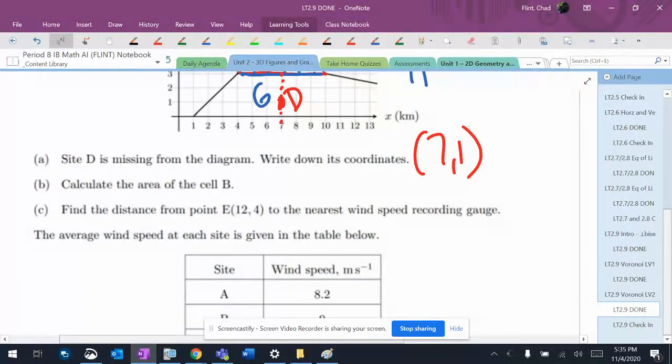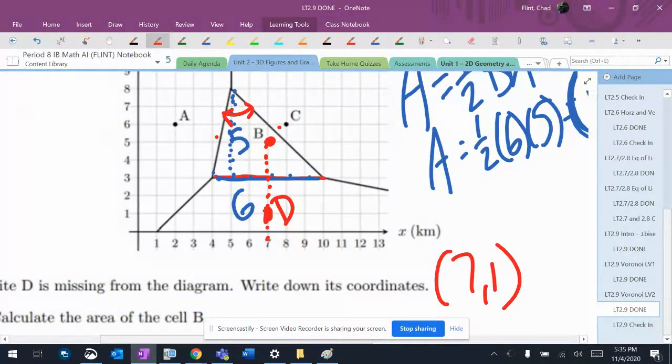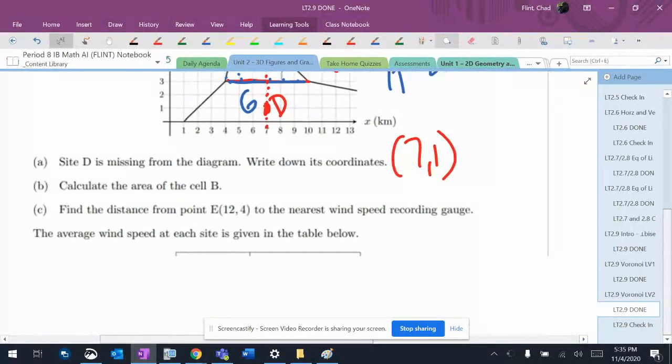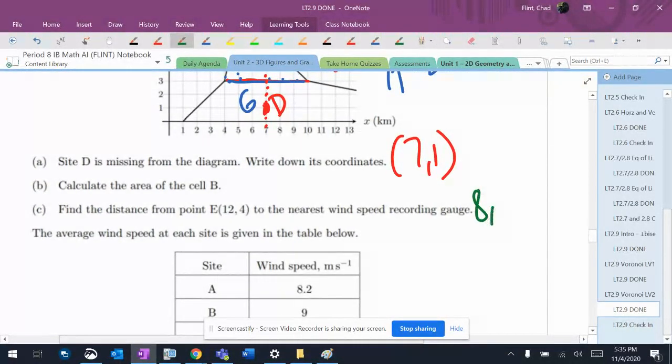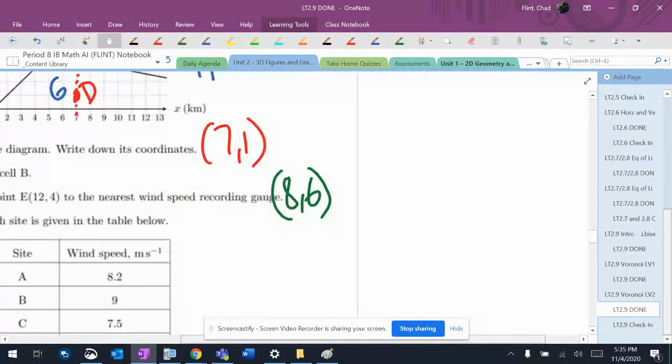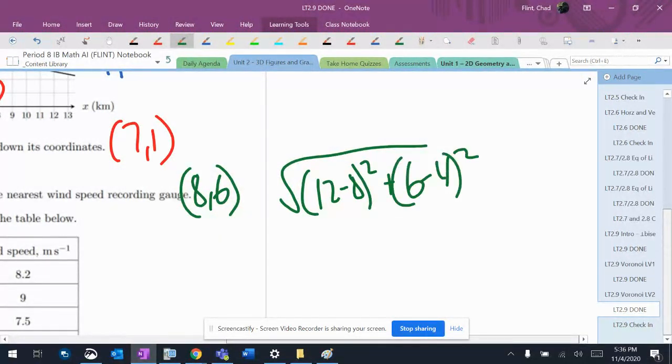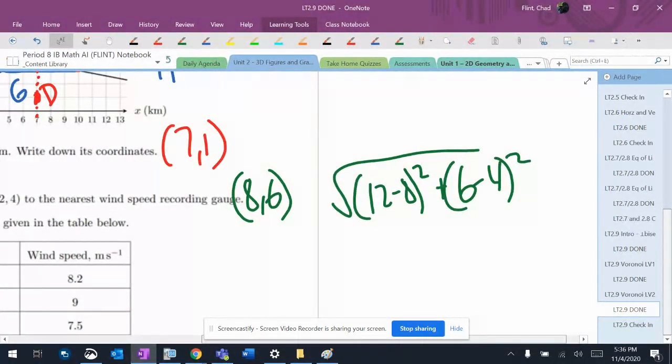Find the distance from point E to the nearest wind speed recording gauge. So E is at 12, 4. So 12, 1, 2, 3, 4 is right here. The closest one is going to be over here at C. So I need to find the distance between C, which is 8, 6, and E at 12, 4. I'm going to do a distance formula. So it's the square root of 12 minus 8 squared plus 6 minus 4 squared. I'm going to put that right in the calculator.